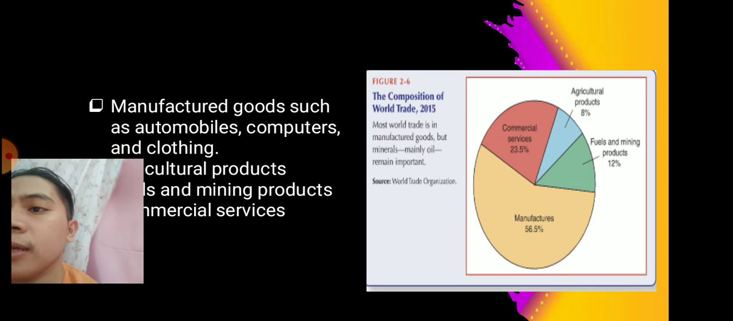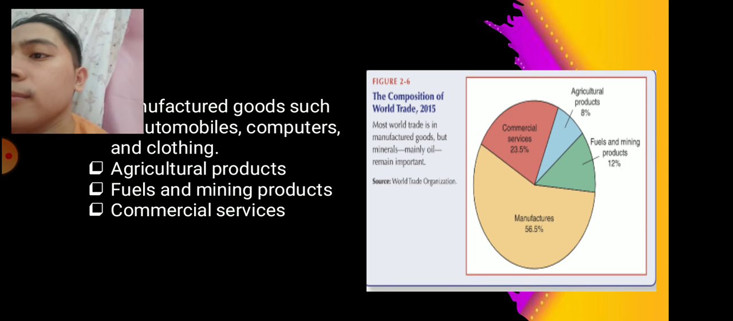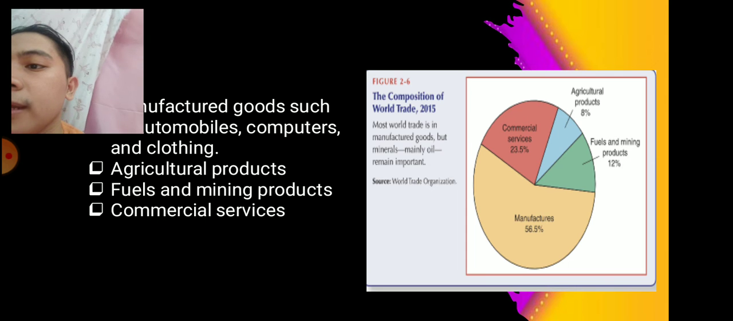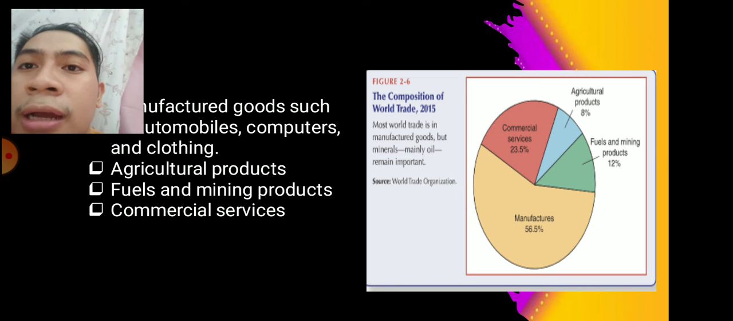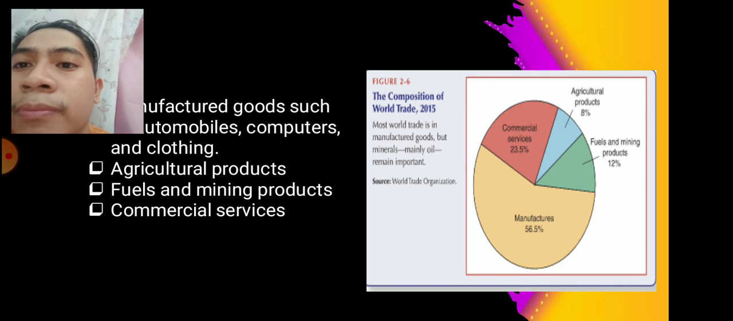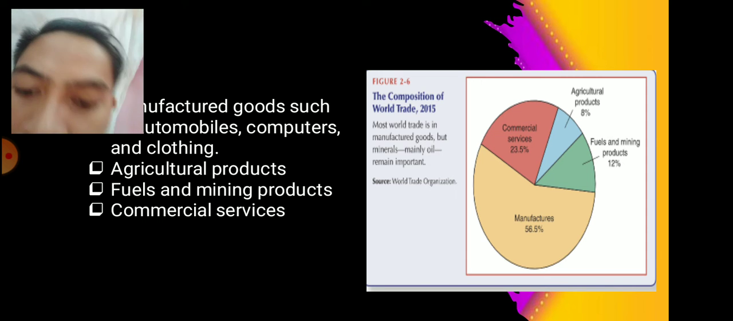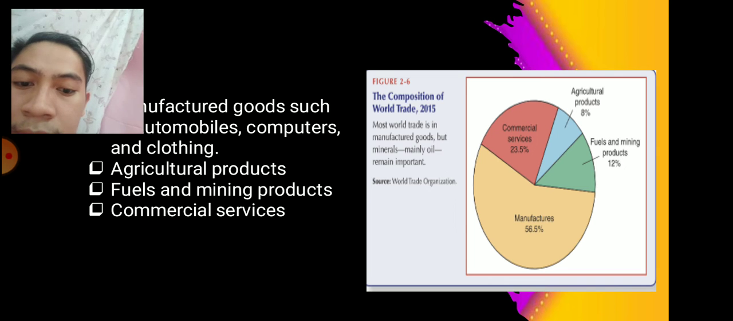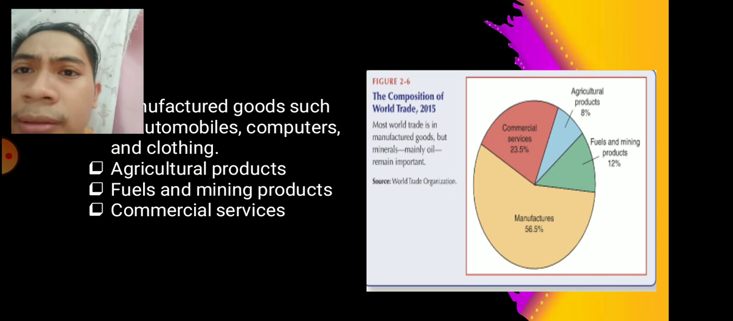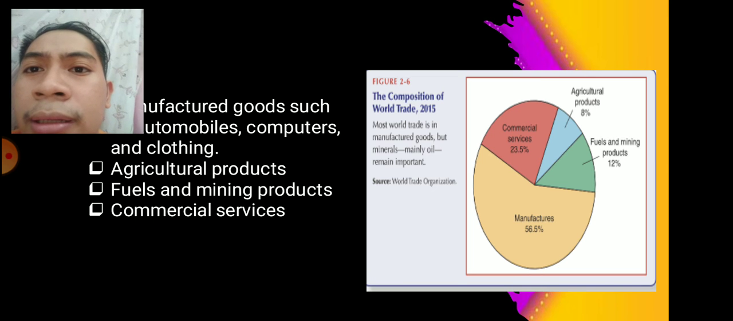Manufactured goods such as automobiles, computers and clothing, agricultural products, fuels and mining products, commercial services. So first, agricultural products 8%, fuel and mining products 12%, manufactured goods 56.5%, commercial services 23.5%. So my understanding of this is that in the past, fuel and mining products were bigger.